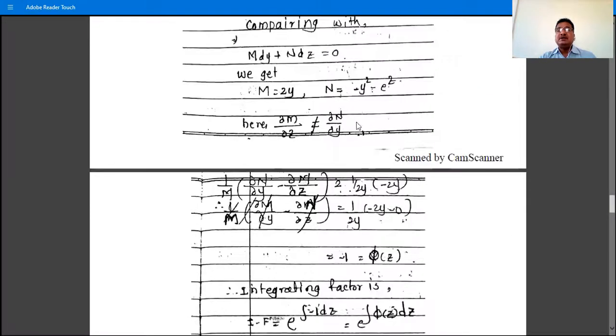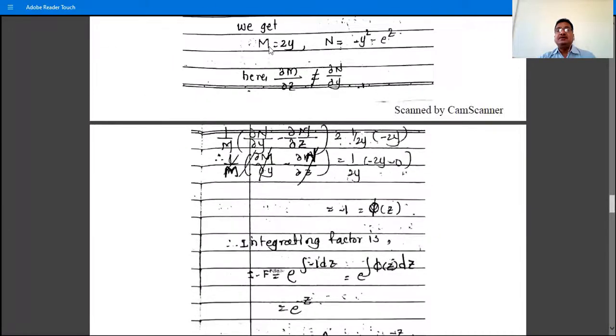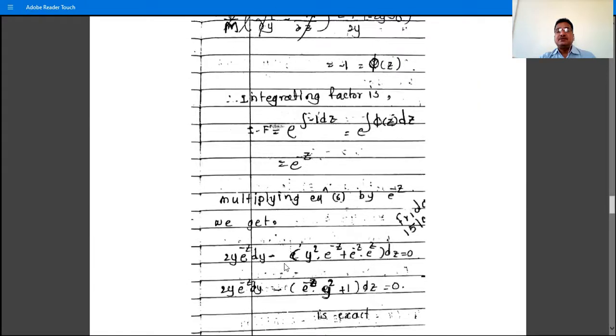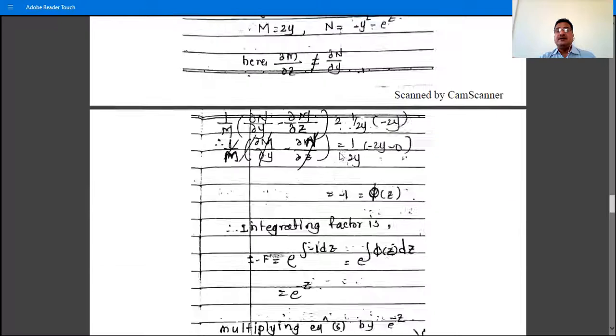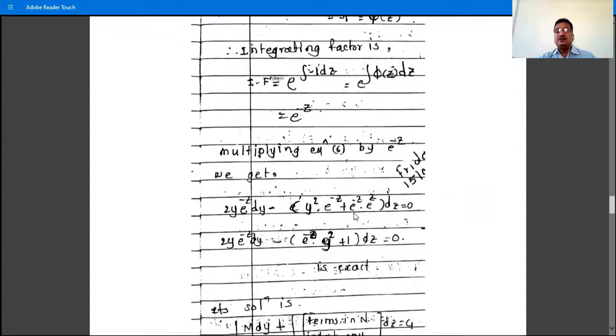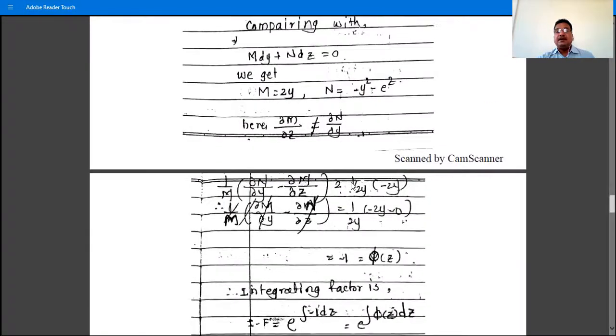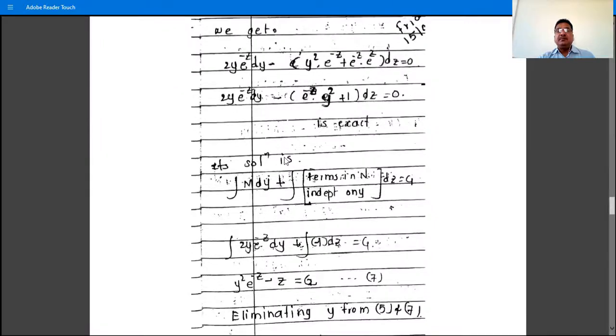So multiplying equation 6 by the integrating factor, that is e raised to minus z, what do we have? 2y e raised to minus z dy plus minus e raised to minus z multiplied by (y square plus e raised to z) dz is equal to 0. So 2y e raised to minus z dy minus e raised to minus z (y square plus 1) dz, and this becomes an exact differential equation now. After multiplying by the integrating factor, the given equation is converted to an exact differential equation. This is one of the rules of finding the integrating factor.